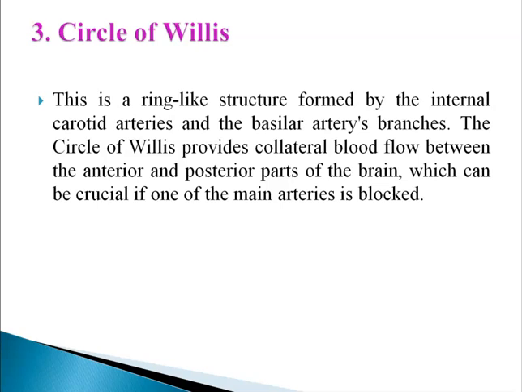So here comes the circle of Willis, which is a ring-like structure formed by the internal carotid arteries and the branches of the basilar artery. So thus the circle of Willis provides a collateral blood flow between the anterior and the posterior parts of the brain, which is very crucial. Even if one of the arteries gets blocked, the collateral flow can compensate, otherwise it may entirely collapse the structure.